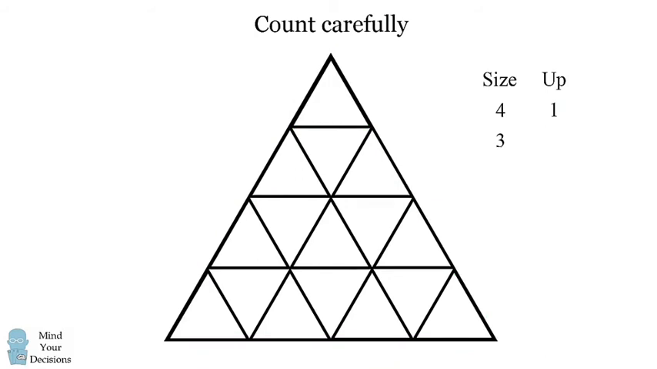Let's count the number of triangles which have size 3. In the bottom row, there are 2 of these triangles, and one row above that, there's 1. So that makes for a total of 3 triangles of size 3 facing up.